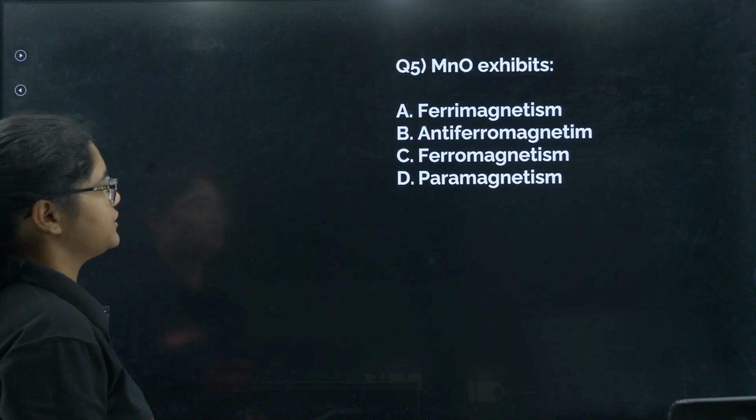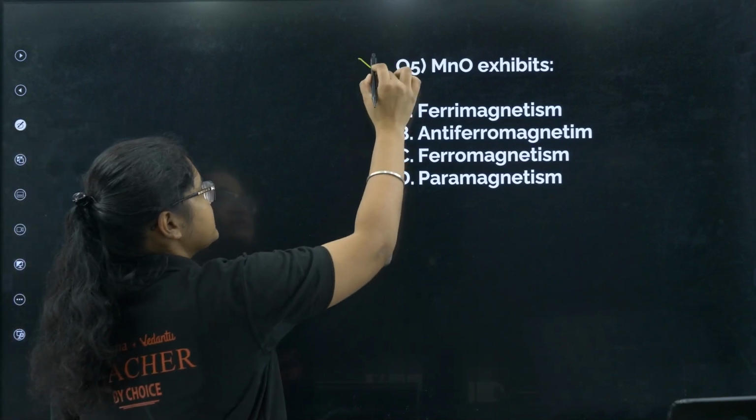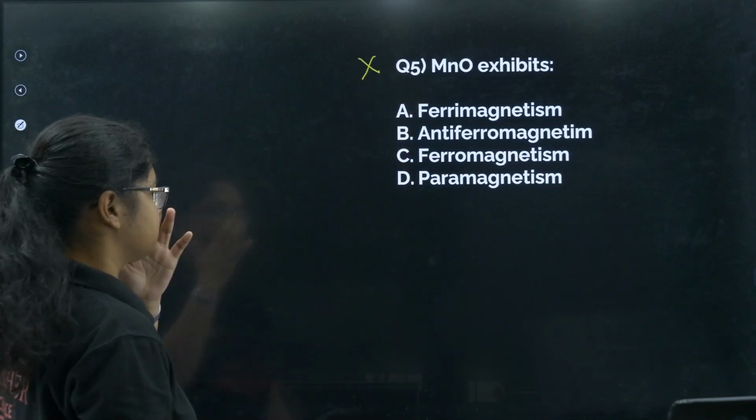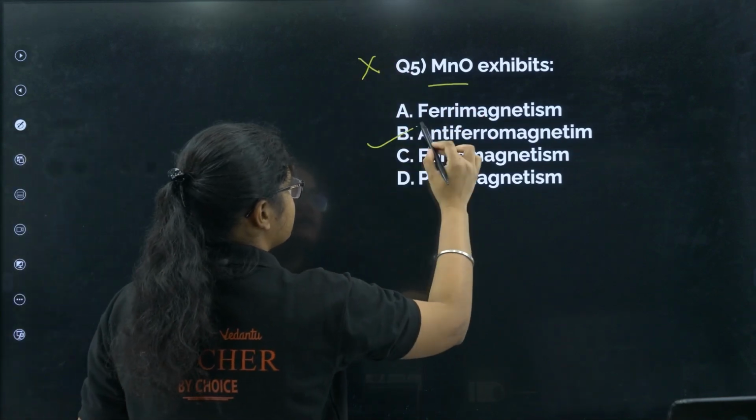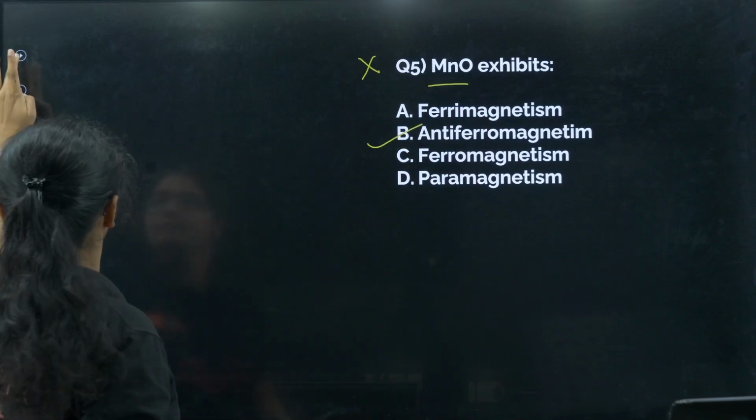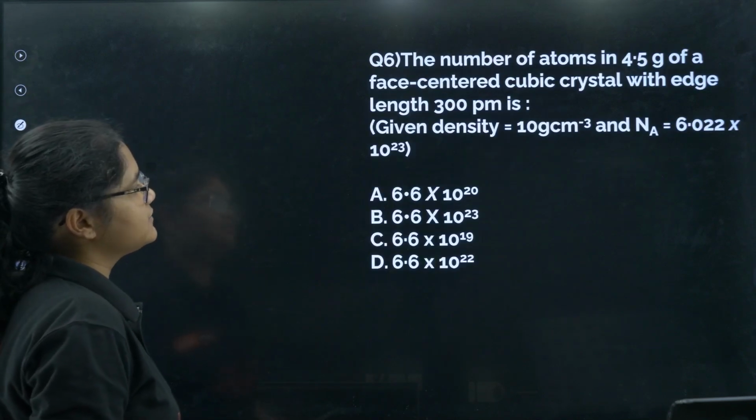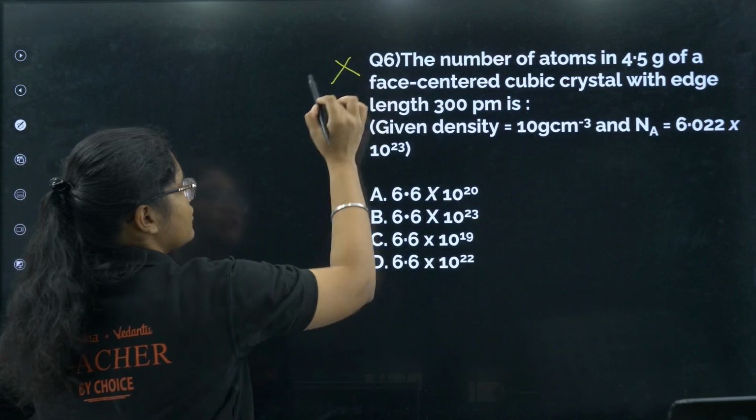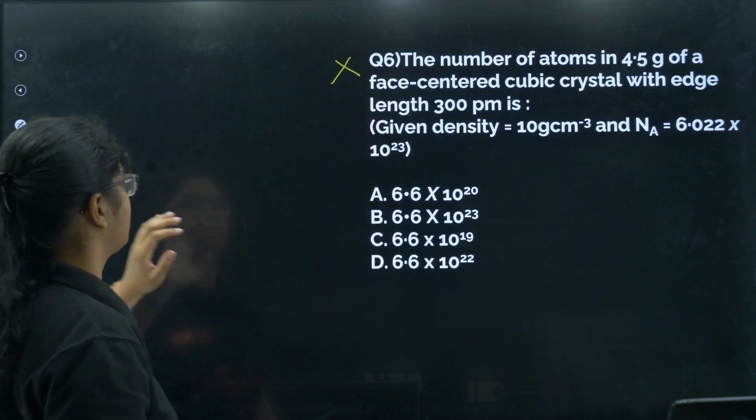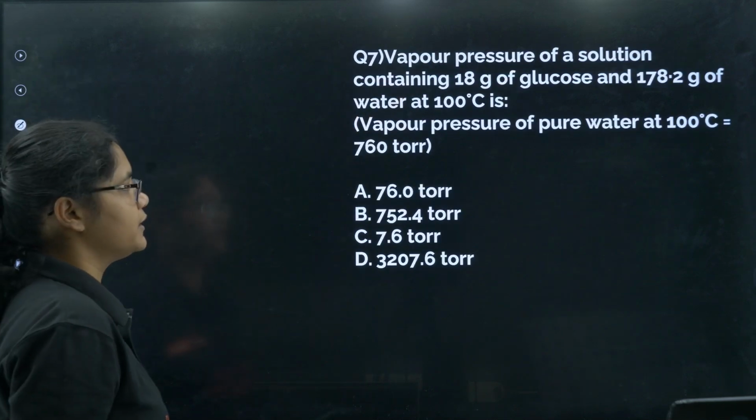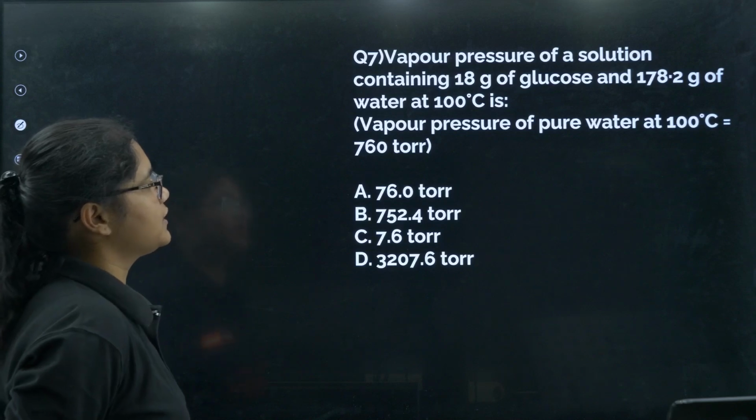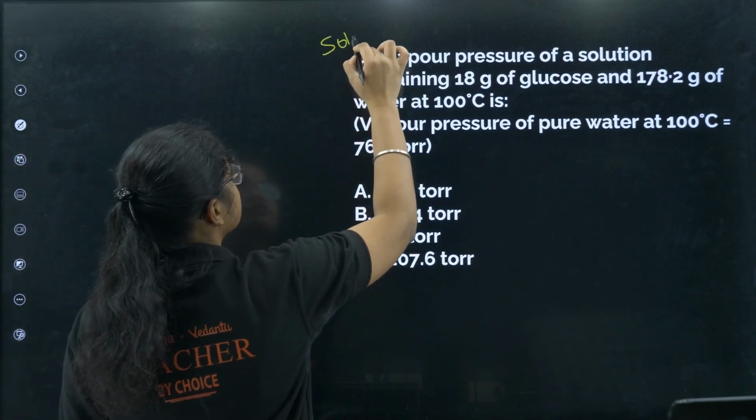Let's move to the next question. This is also from the solids chapter, not required. You can move to the next question, but I'll just tell you MnO exhibits antiferromagnetism. Next, the number of atoms in 4.5. This is also from the solids chapter, not required, deleted question. Let's move forward. Next, vapor pressure of a solution containing, yes, this is from the chapter solutions.